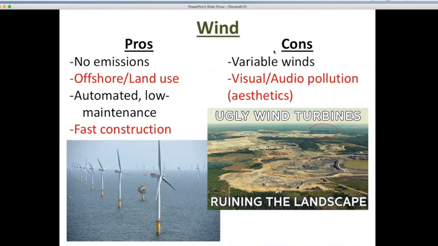The bad things, well, the wind doesn't always blow. So you have to be able to have backups in place in case you're not producing enough electricity. And the biggest argument is really NIMBY, not in my backyard. All those darn windmills, they're ugly.